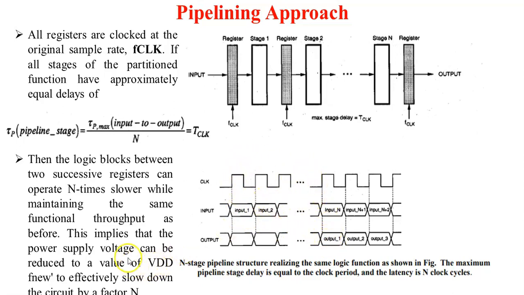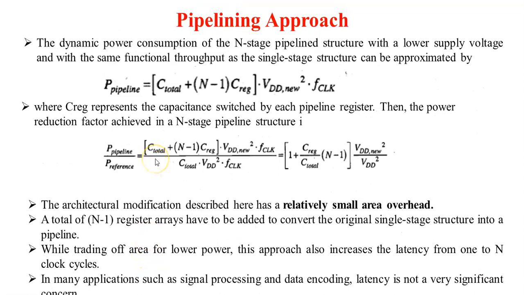So the latency of the pipelining approach for n stages is n clock cycles. That is a disadvantage of this circuit. But where the latency is not important, at that place we can utilize the pipelining approach, for the reduction of power dissipation as well as area.